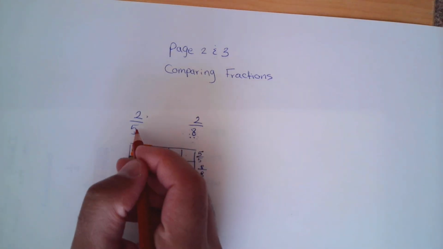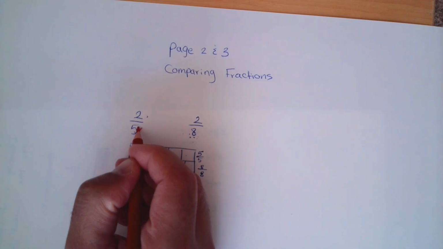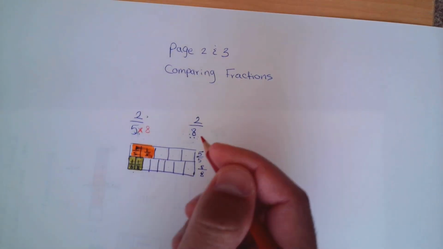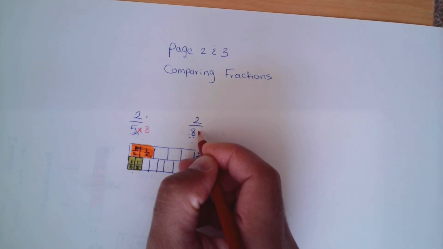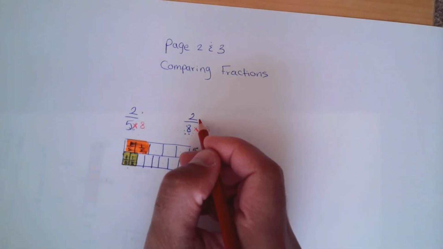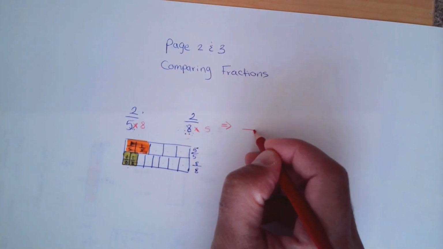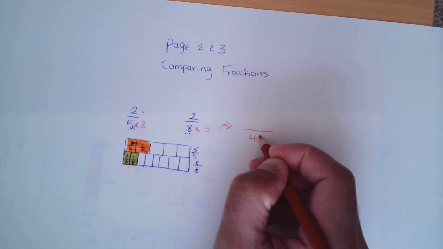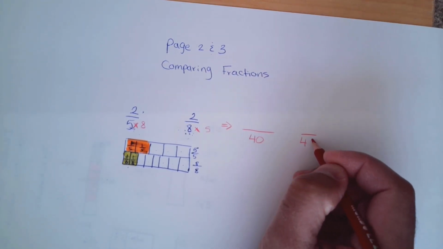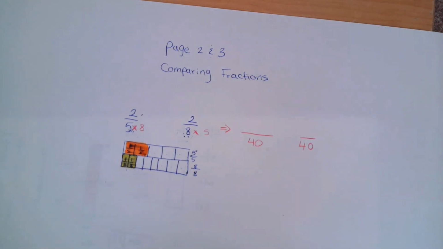So we are going to multiply 5 by 8 and 8 by 5. That way we have a common denominator of 40, because when we have the same denominator, it becomes easier to compare.